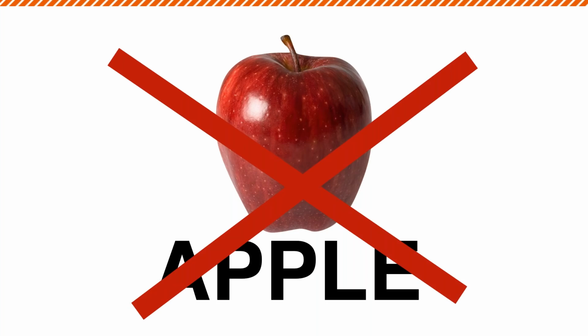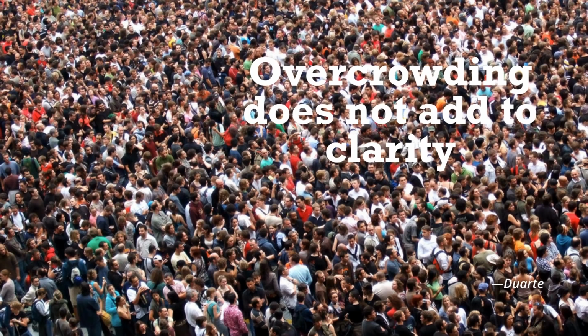If you have a picture of something, you don't also need text that labels what that picture is. Especially if in your speech, you are going to be saying what that thing is that's in the picture. You don't need a picture of it, and text labeling what it is, and then also you saying what it is in your speech. That's redundant. So you don't want to overcrowd your visuals with things. Overcrowding does not add to clarity.